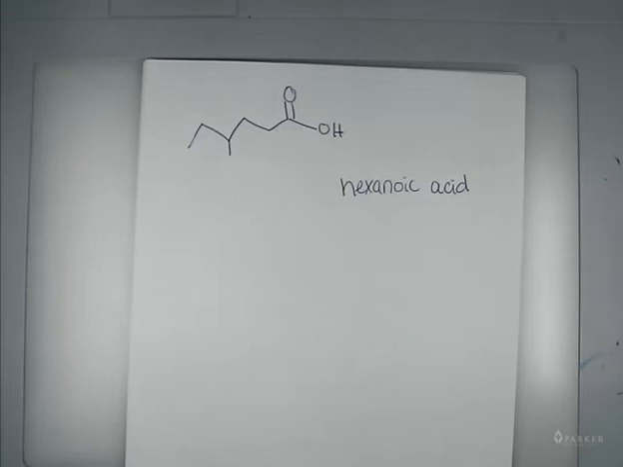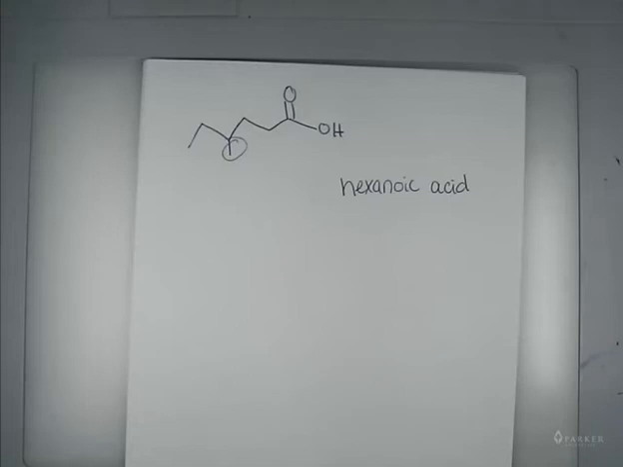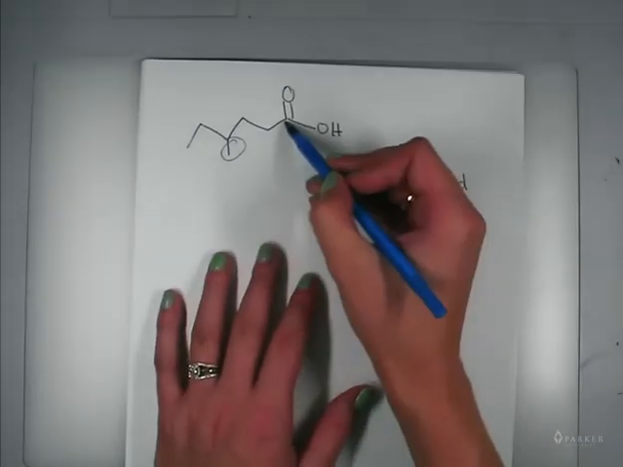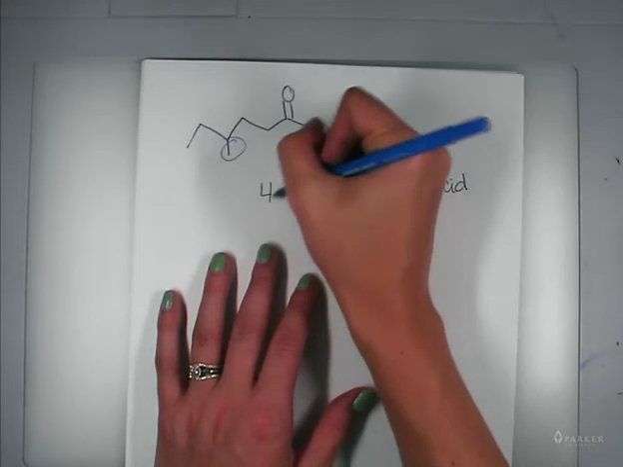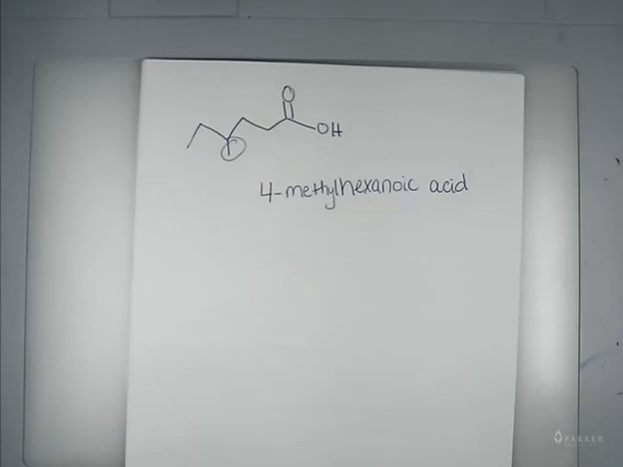And why does it end in oic acid? Yeah, because of the carboxylic acid. And then how do we name this part right here? Not 3, but 4. 1, 2, 3, 4. Right, this one's always carbon 1. So 4-methyl hexanoic acid.